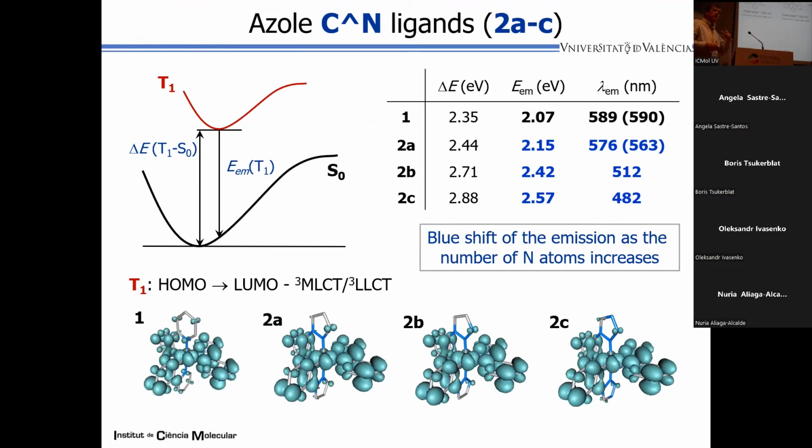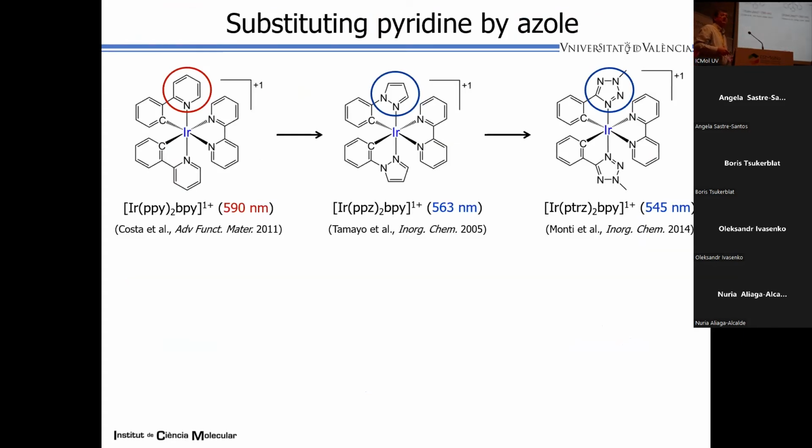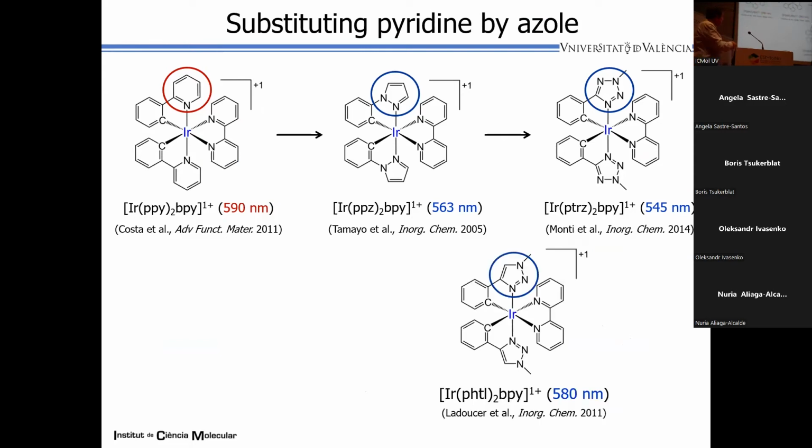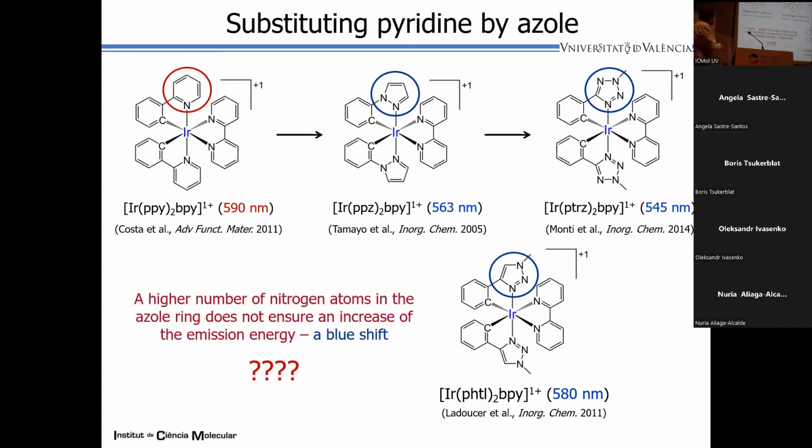Okay, and now we go to the experimental data we have in the literature. This is our archetype, our reference compound. You go to here, and the emission is shifted to the blue. You go to this tetrazole, and the emission is shifted to the blue, not very much. And you go to this with a triazole, and the emission is not shifted to the blue with respect to this one. Then the experimental data is suggesting that a higher number of nitrogen atoms in the azole ring does not ensure an increase of the emission energy, the blue shift.